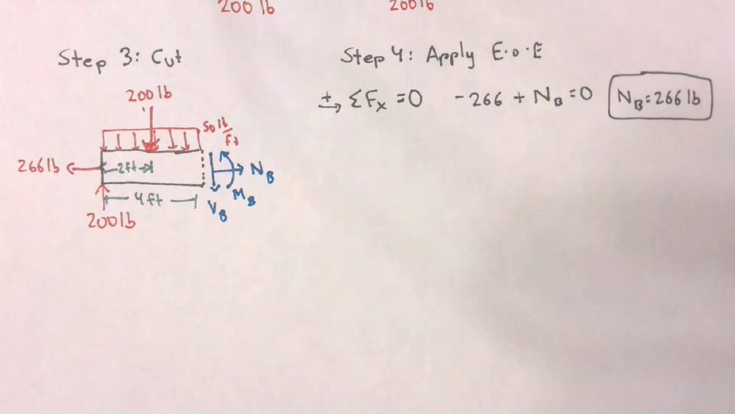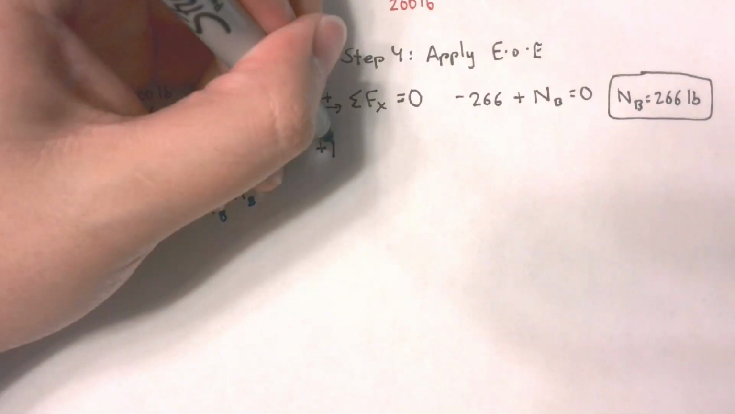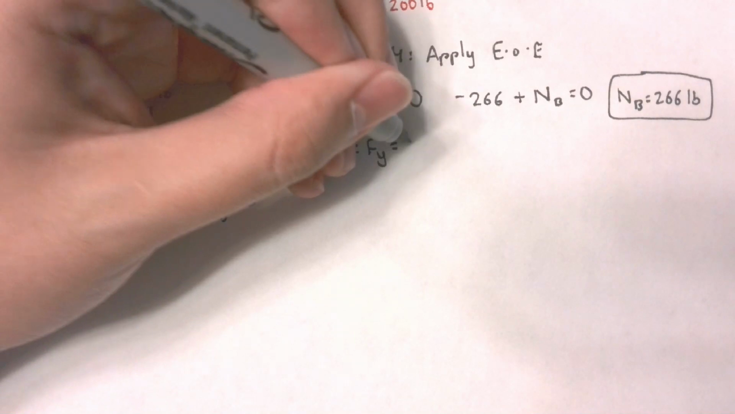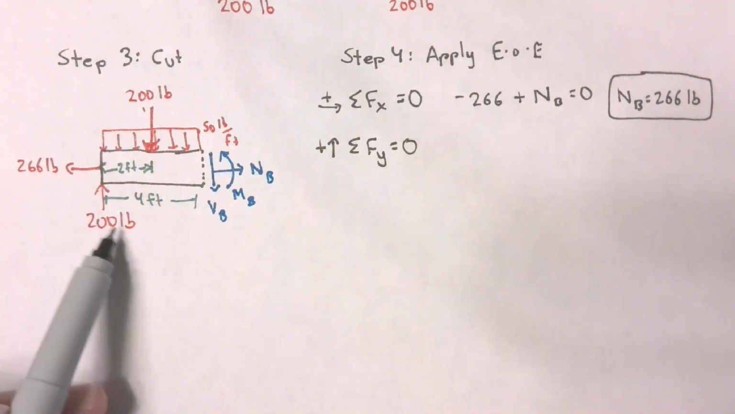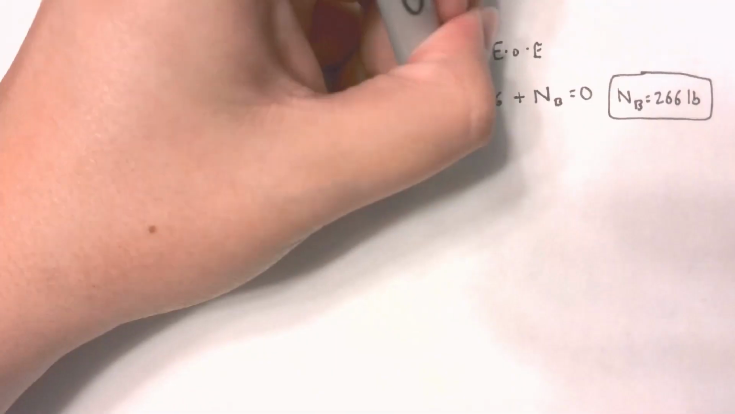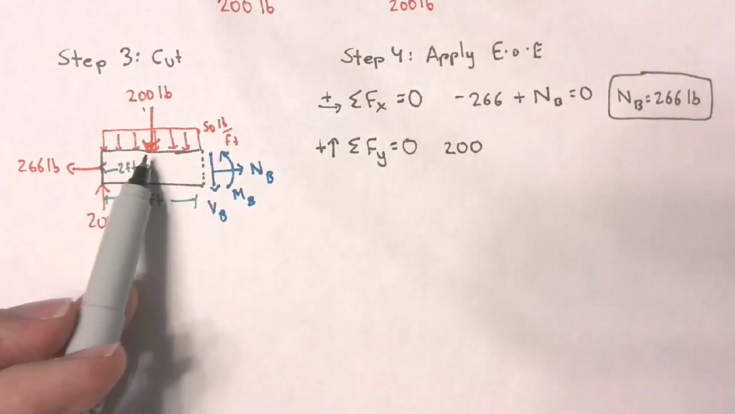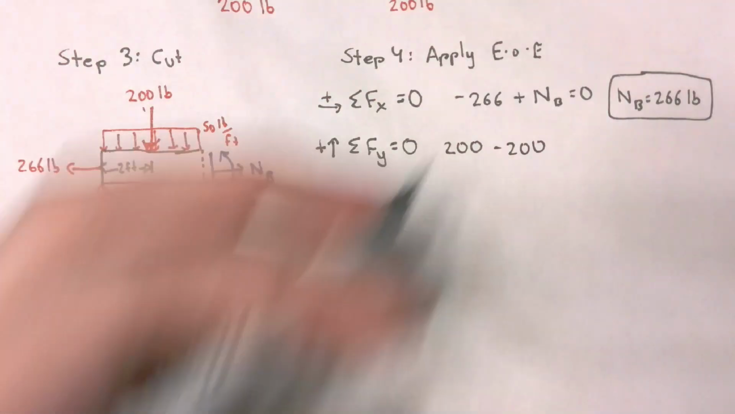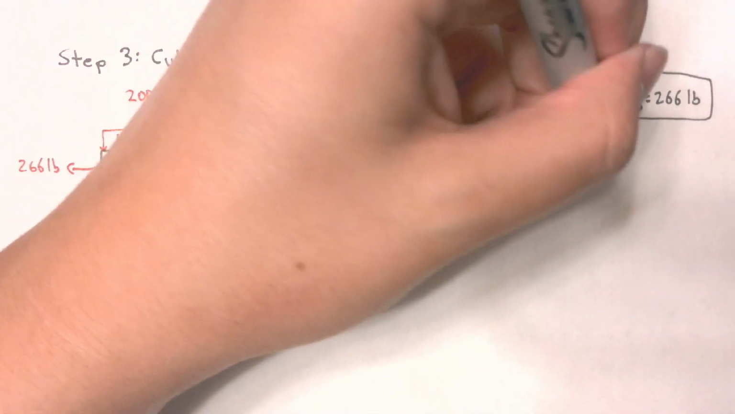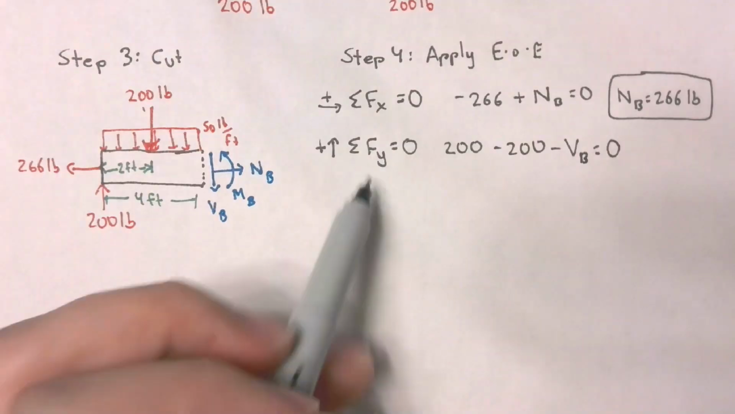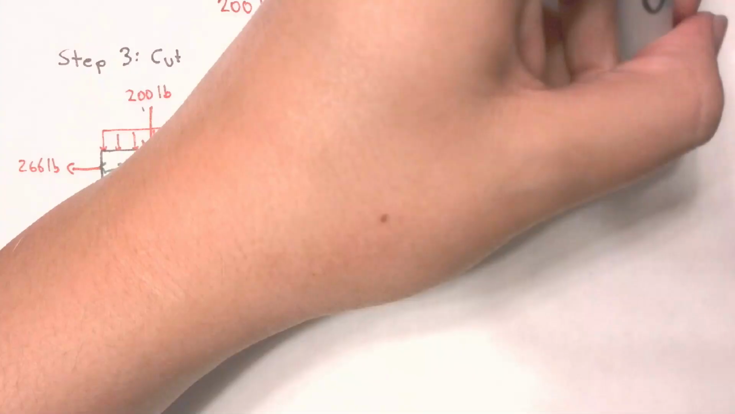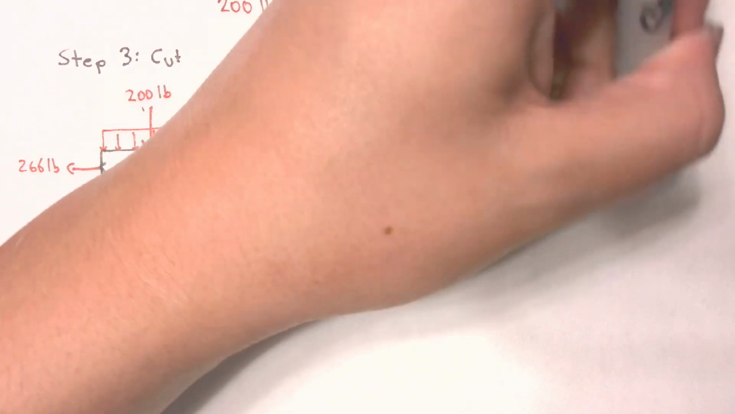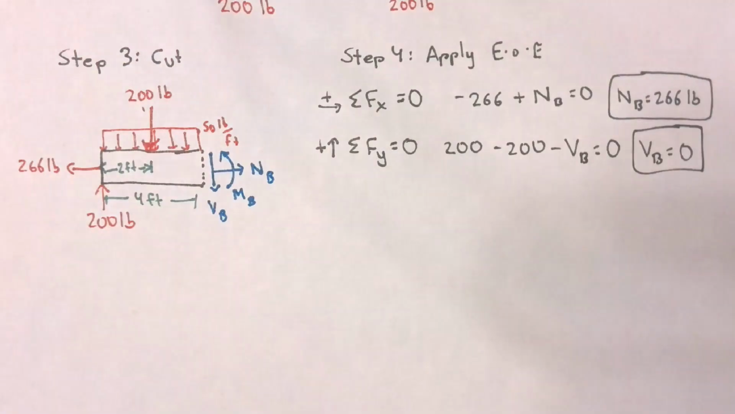Okay? Any questions with this step? No. Good. So let's go ahead and take our sum of forces in the y direction equals 0. From left to right, I have a 200-pound force that's positive. I have a 200-pound force that's negative. And I have my shear force that's negative. All of this equals 0. Look at that, 200 minus 200, that's 0. Therefore, my shear force is equal to 0. In the other example, we didn't have a normal force. In this example, we don't have a shear force. But that's okay, that's normal.